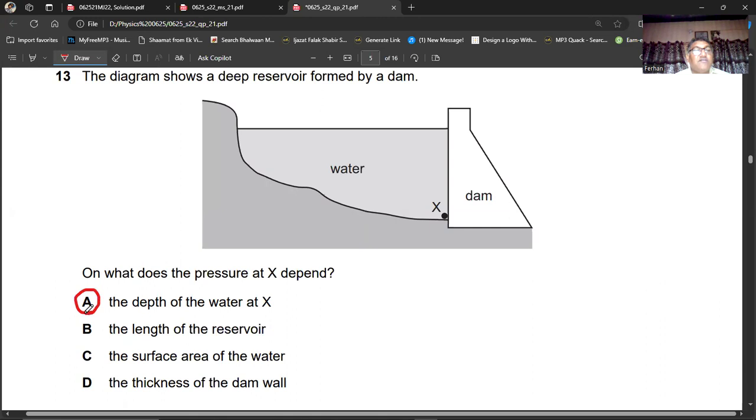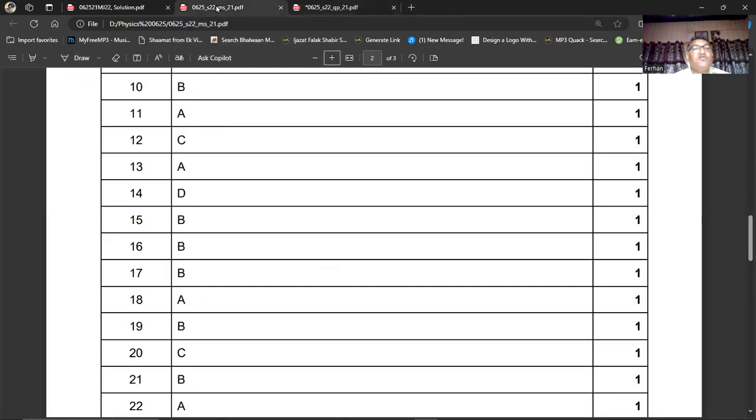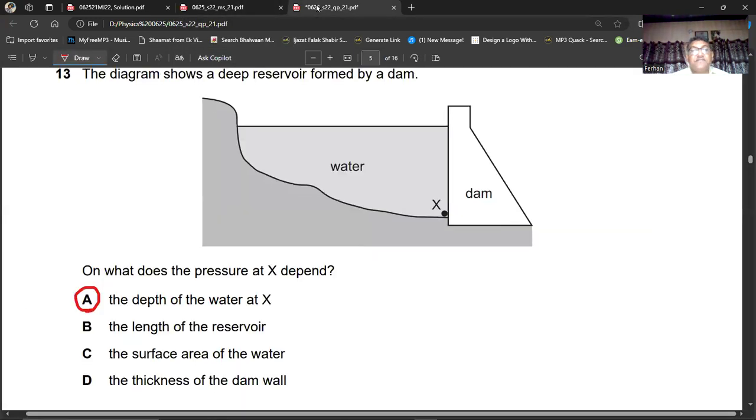The length of the reservoir, no. The surface area of the water, no. The thickness of the dam wall, no. So I think for question number 13, A is the right choice, sir.